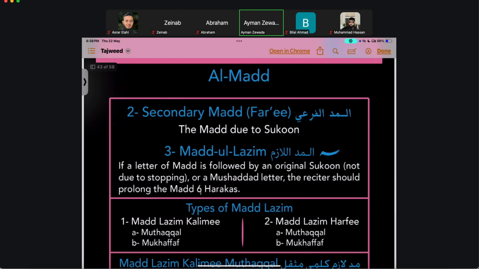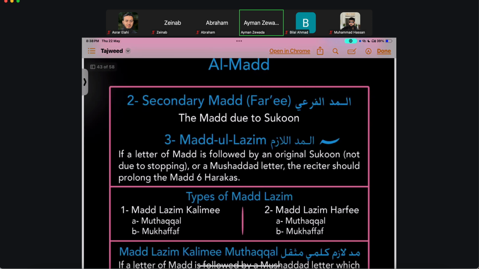Again, we are still on the mad far'i, the secondary mad, and we are still on the mad due to sukoon. This is the last one of those, al-mad al-lazim, which is the obligatory mad, the mad that you have to do, also indicated by a wavy line. If a letter of mad is followed by an original sukoon, not due to stopping, or by a mushaddad letter, the reciter should prolong the mad to 6 harakat.